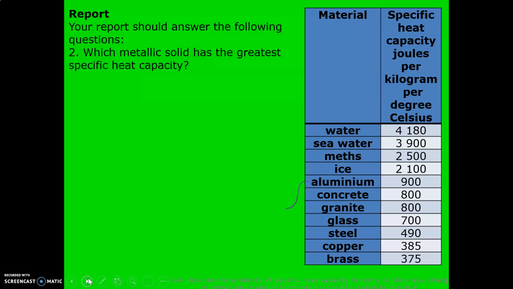Number 2, we're looking for which metallic solid has the greatest specific heat capacity. So here I've picked out the metallic solids. Please excuse the dodgy handwriting. And aluminium, you can see at 900 joules per kilogram per degree Celsius has the highest specific heat capacity of the metallic solids.